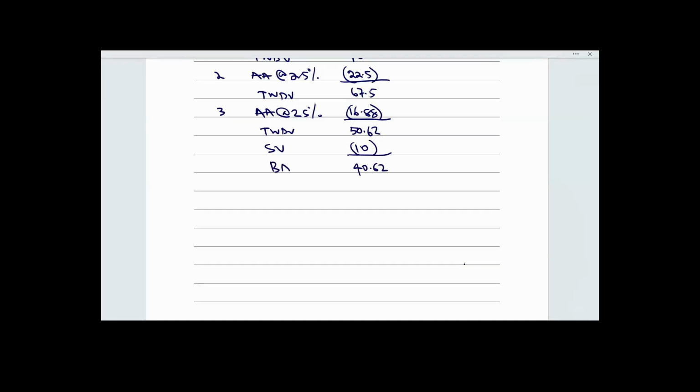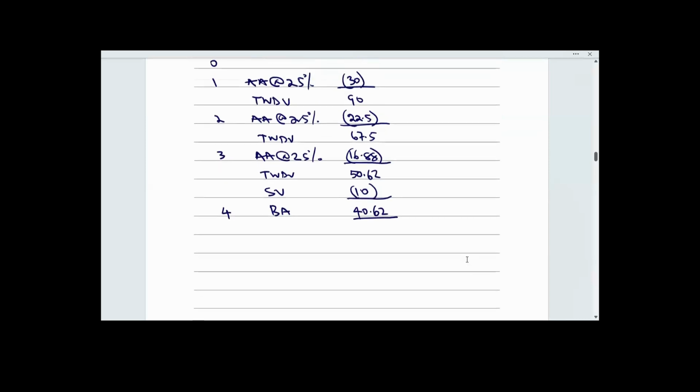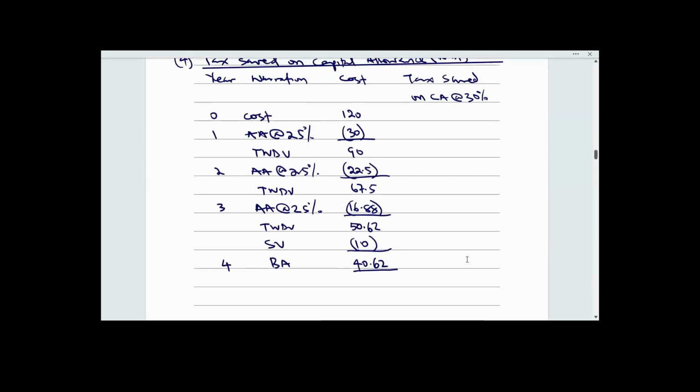Okay, this is balancing allowance in year 4, which is the final year. But if tax written down value is less than the sales proceeds, the difference is called balancing charge. But this one is balancing allowance because 50.62 is higher than 10 million. Okay, so that is the balancing allowance.